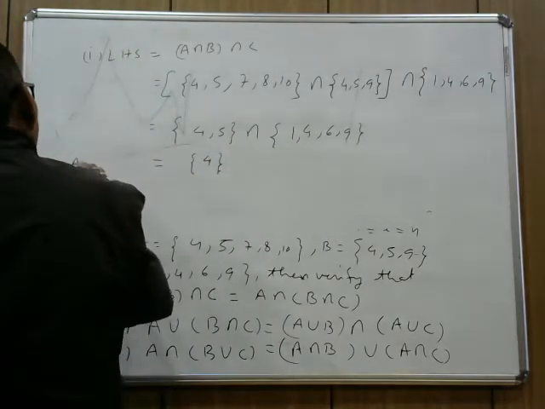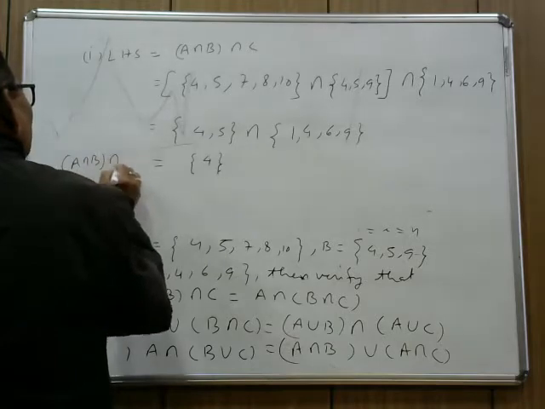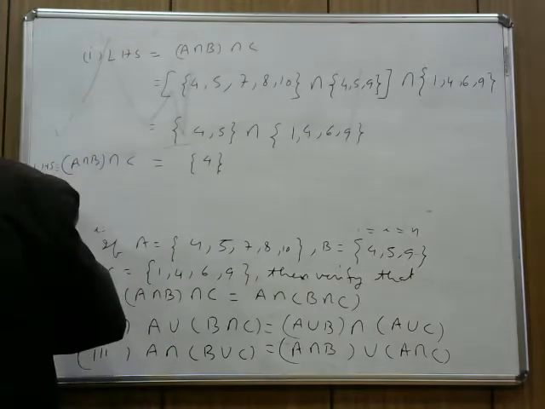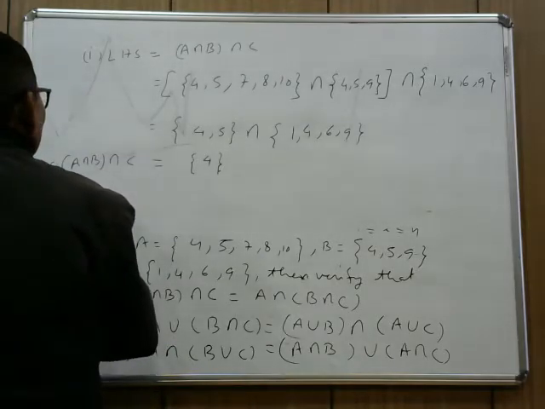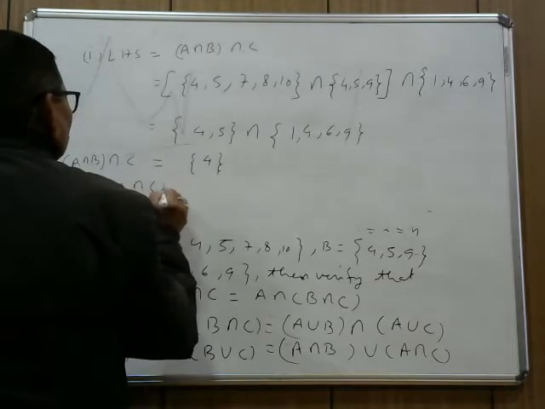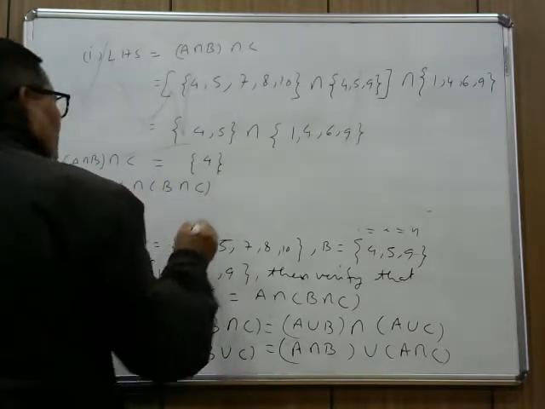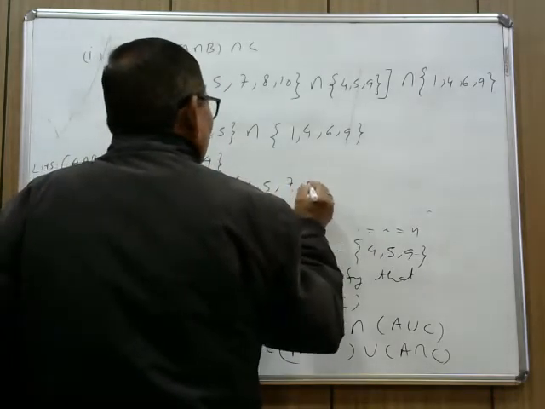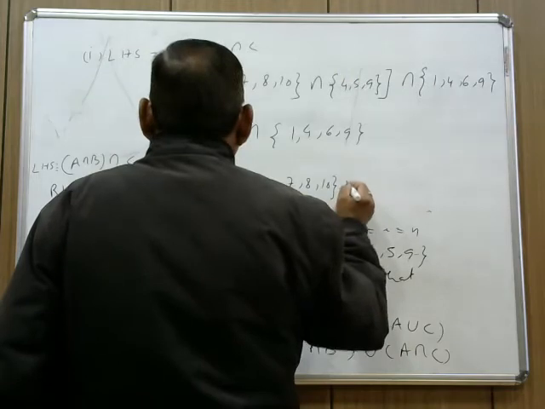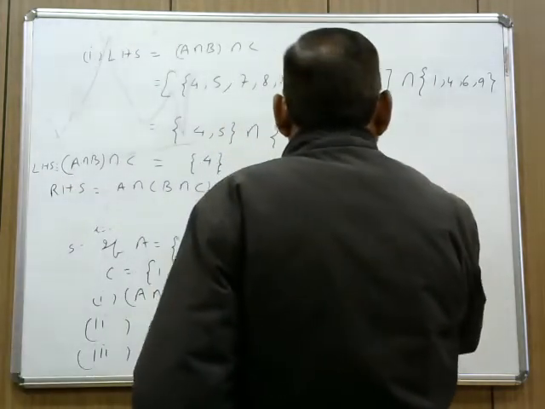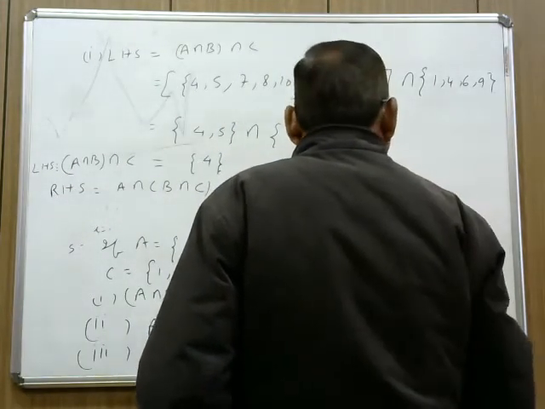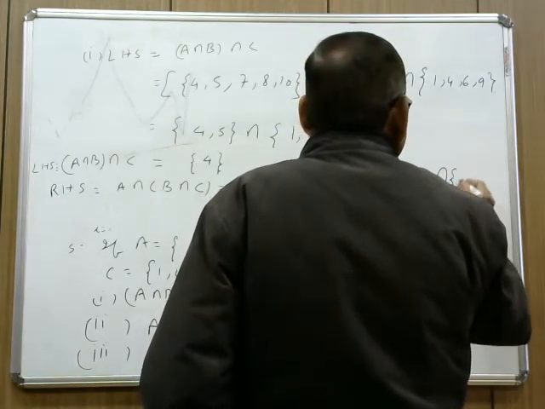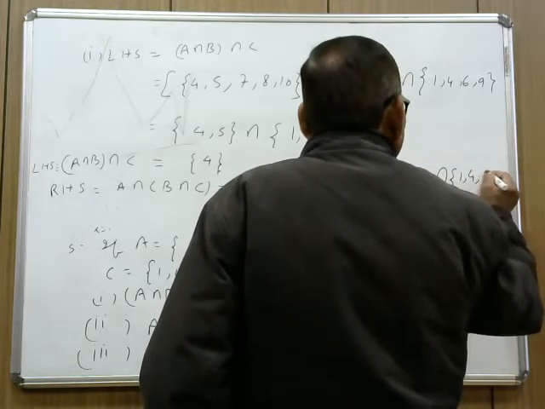So A intersection B intersection C, your LHS is this much. Now you find RHS. Your RHS equals A intersection B intersection C. That is equal to set A {4, 5, 7, 8, 10} intersection B {4, 5, 9} intersection C {1, 4, 6, 9}.